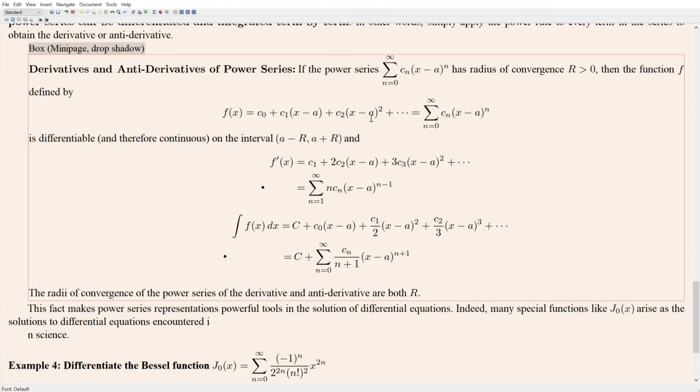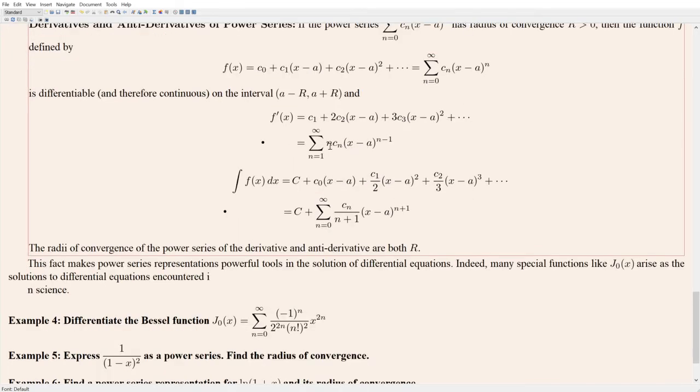c2 x minus a squared. So if you want to differentiate this, literally just differentiate each term. So the derivative of c0 is 0, because it's a constant. The derivative of this term is c1. The derivative of this term, well, apply the power rule, so bring down the 2. The derivative of the next term would be something to the power of 3. So doing the power rule, you bring down the power of 3 to get that, and so on and so on. So the general form is given here.